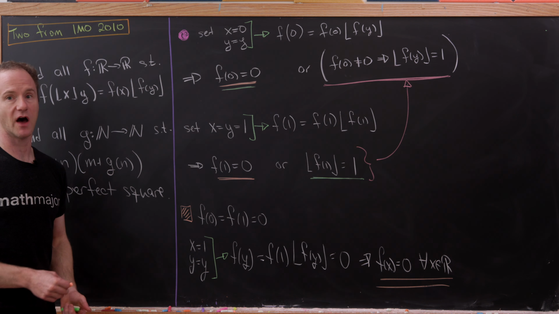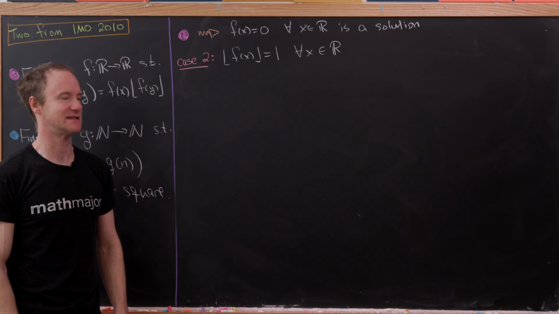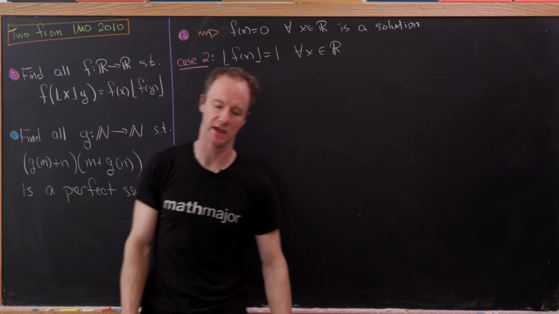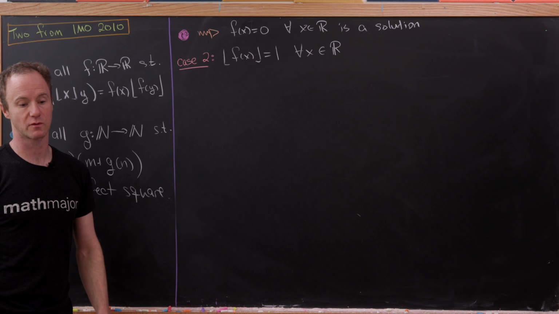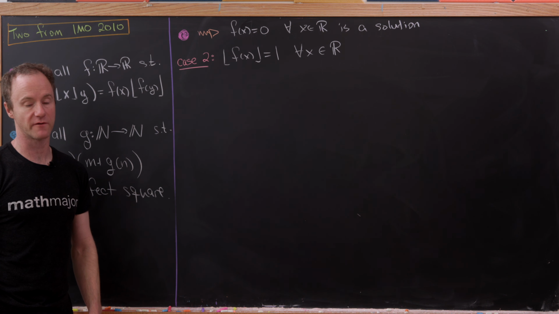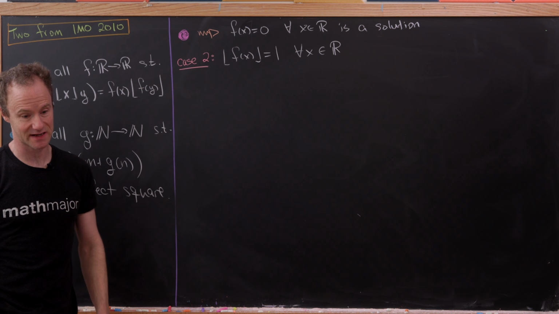So now let's look at the other two cases. We just saw the function that's identically 0 is a solution to our functional equation. That's pretty clear just by looking at it. Now we're going to look at the remaining two cases, starting with this one: the case when the floor of f of x is equal to 1 for all real numbers x.